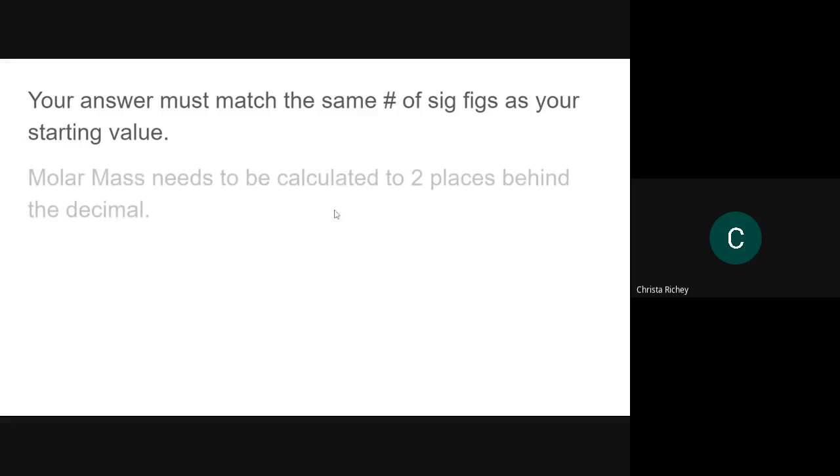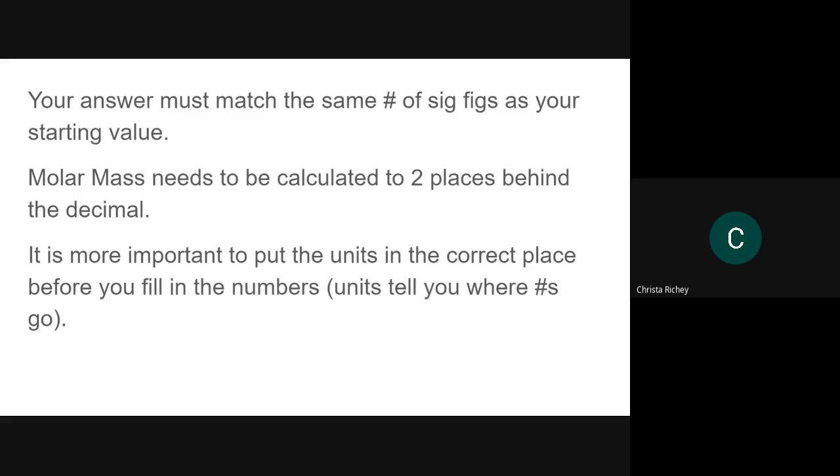Your answer should have the same number of sig figs as whatever you start with. If you start with 2 sig figs, your answer should have 2 sig figs. The sample problem that we did with the inches and the meters had 4 sig figs, so my answer had 4 sig figs. Your molar mass, you need 2 numbers after the decimal. I don't care if it's a 0. I want 2 numbers after the decimal. Molar mass does not control how many sig figs your answer has. Your answer is controlled solely by your starting substance significant figure value.